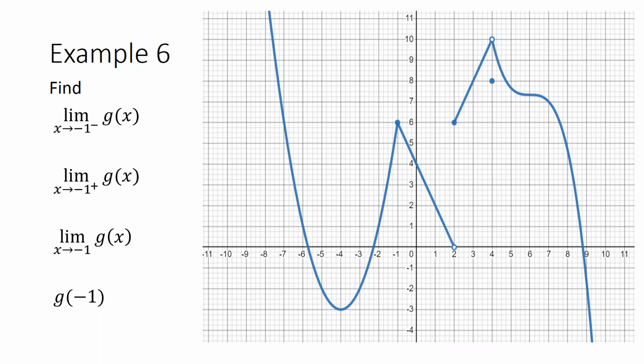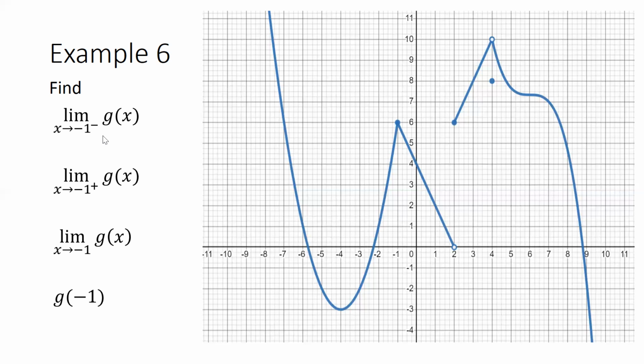In this case, as you look at your graph, if we're traveling on the graph from below, as my x value gets closer to -1, my y value gets closer to 6. It's approaching that point there, the point -1, 6. As you move along from right to left, as the x value gets closer to -1, the y value also gets closer to 6.